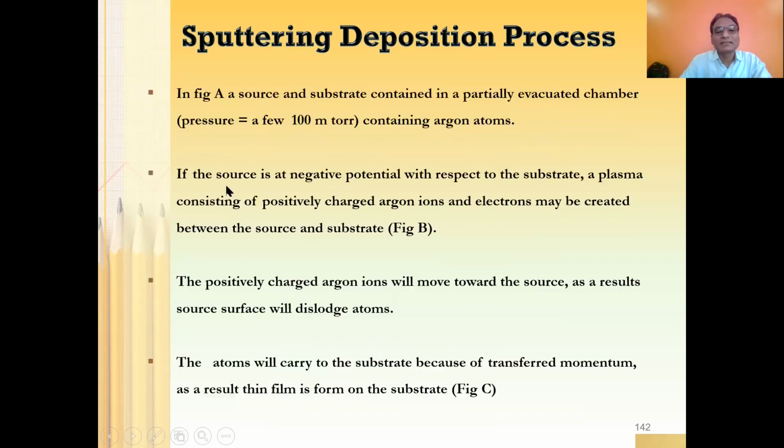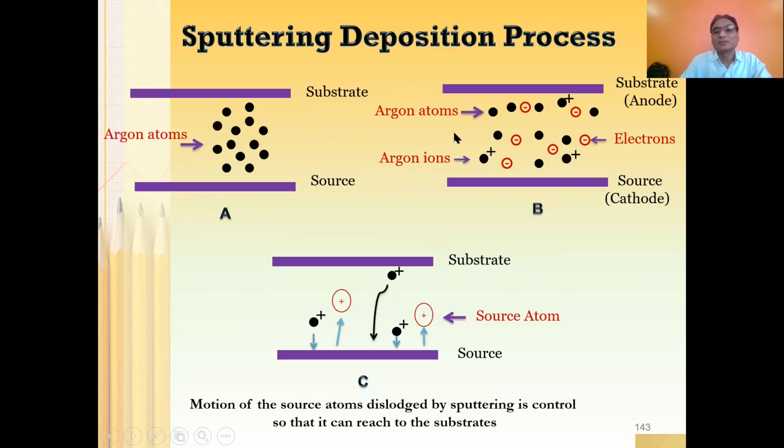Then if the source is at negative potential with respect to the substrate, a plasma consisting of positively charged ions and electrons may be created between the source and substrate. So what will happen here? You need to ionize this. Whenever ionization takes place, this is argon atoms. Okay, this is argon atoms. So you need to do the ionization.